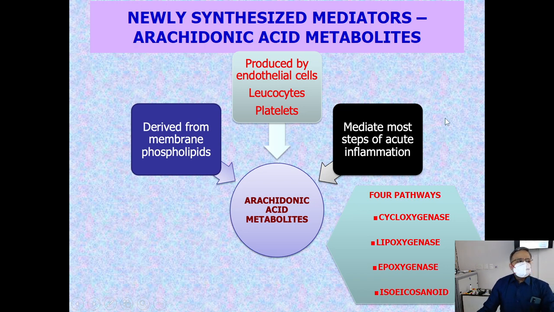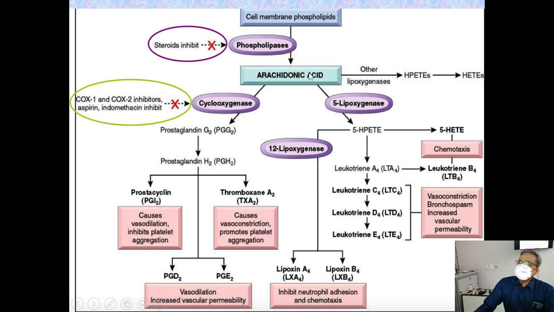So, we have looked at one set of mediators: the plasma proteins synthesized from liver. Let's move to another way that you generate these mediators, which is the newly synthesized arachidonic acid metabolites. There are now four pathways which are described, but I will talk about three of them. They are derived from cell membrane phospholipid by phospholipase.